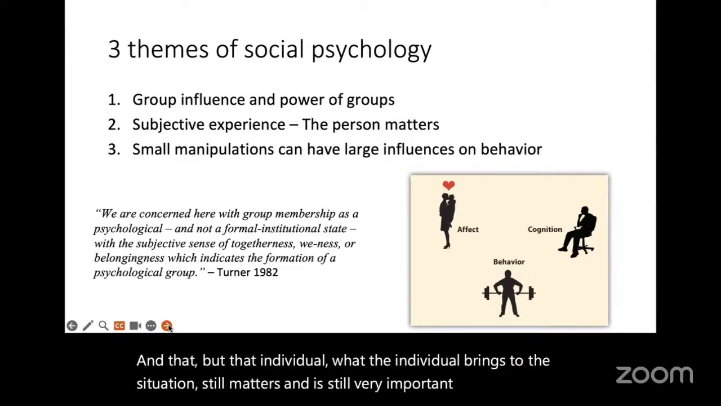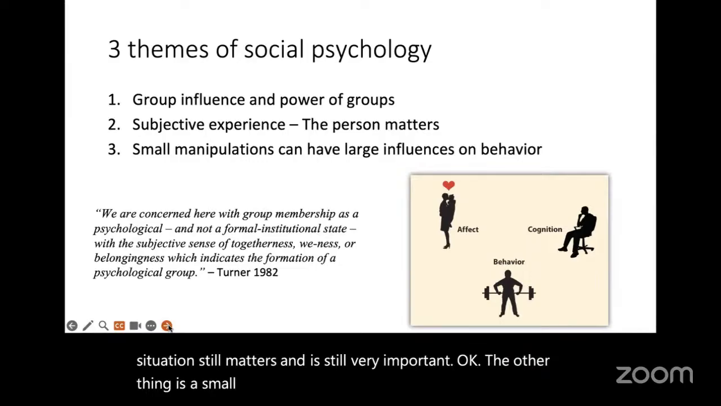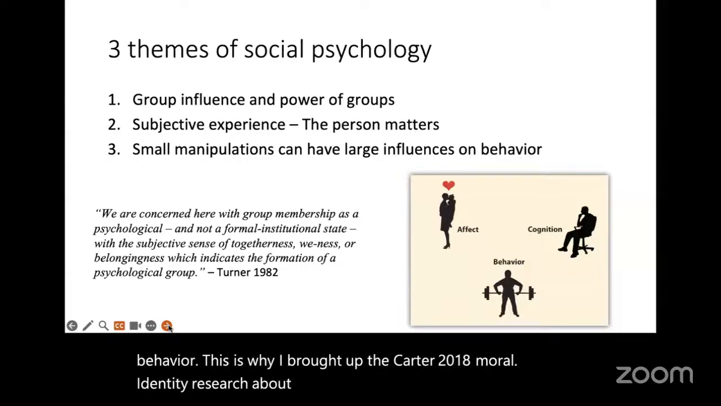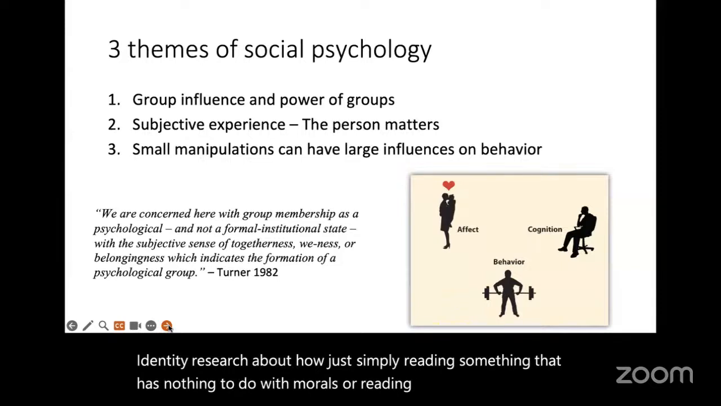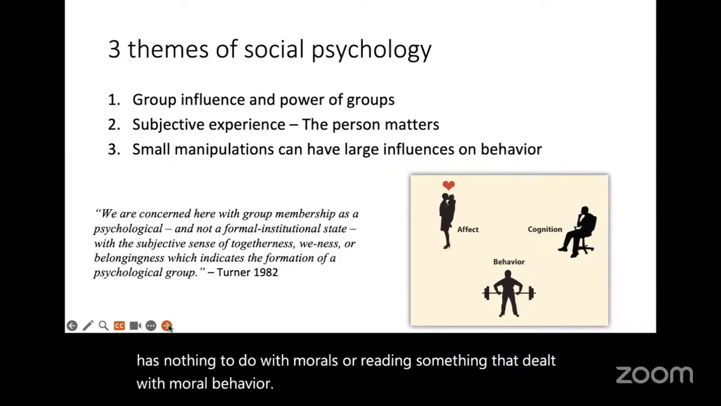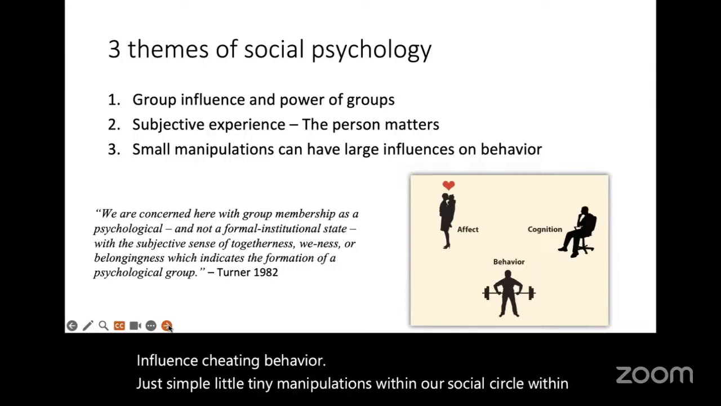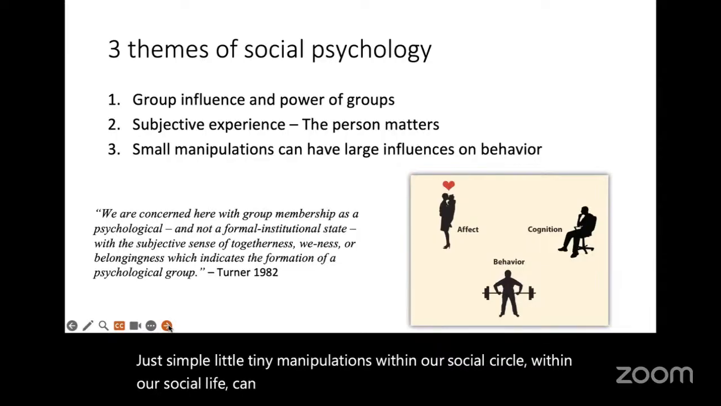Okay. The other thing is small manipulations can have large influences on behavior. This is why I brought up the Carter 2018 moral identity research about how simply reading something that has nothing to do with morals, or reading something that dealt with moral behavior, influenced cheating behavior. Just simple, tiny manipulations within our social circle, within our social life, can influence behavior.